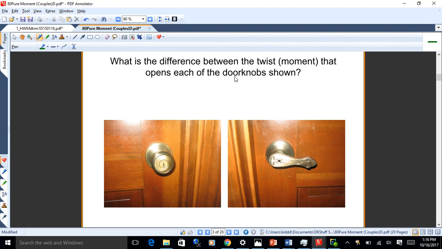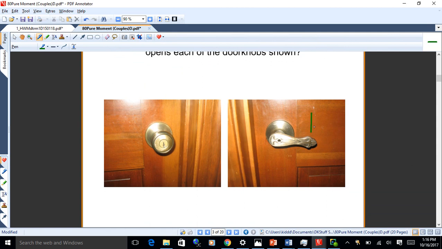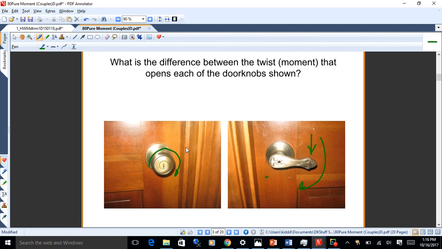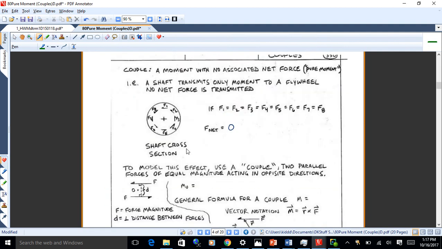Now here are a couple of doorknobs, and if you want to open the doorknob, I think we know how to open doorknobs. We push down on the handle there, don't we? And that will open the doorknob. But what you can also do on this doorknob is just twist it. And hopefully you're not pushing or pulling on the knob on the left. You're just twisting it. So that's what's called a couple or a pure moment. There's no associated force with it. You okay with that? They're different. They both result in a twisting action, but they're generated a little differently.